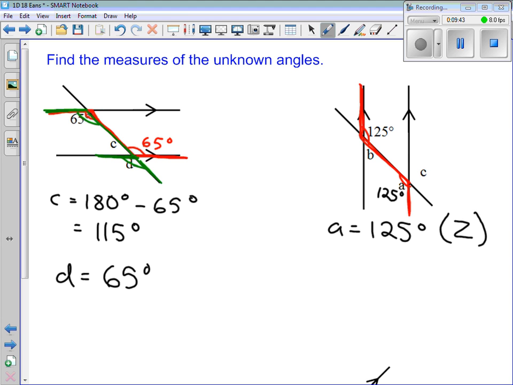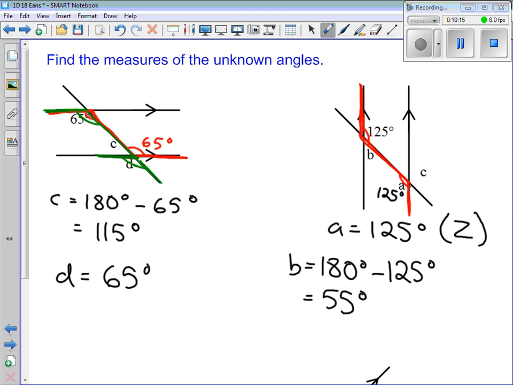Who wants to try angle B? Oh, Emerson's going to take all the glory here. Go ahead, Emerson. Yeah. We know that 125 and B have to add up to 180, so B must equal 180 minus 125. So 180 minus 125, we punch this into our calculator, we get 55 degrees. Okay.